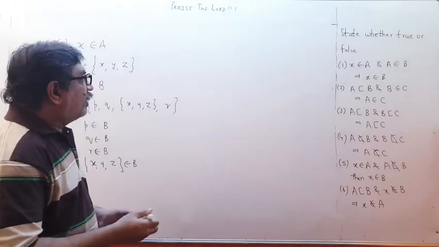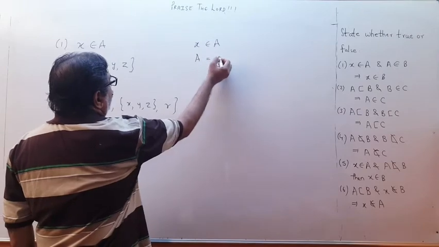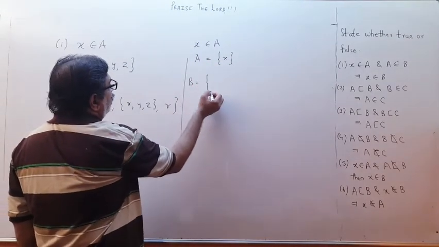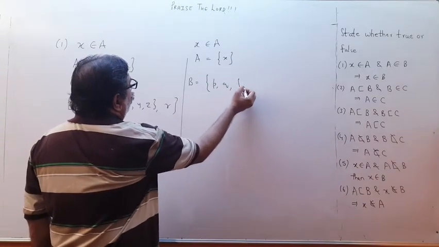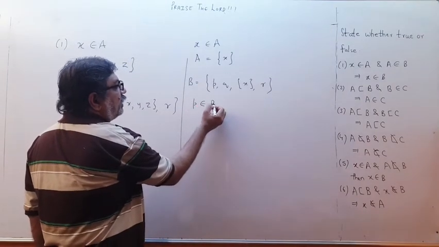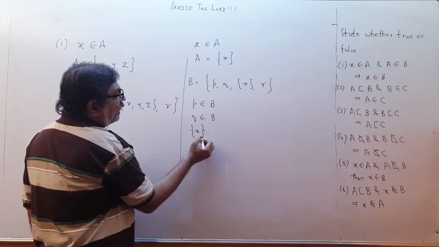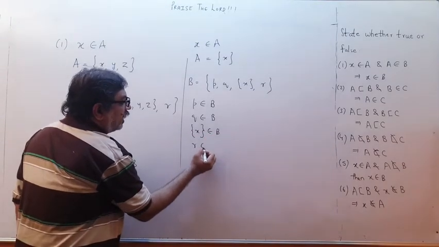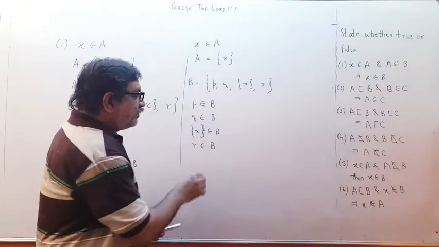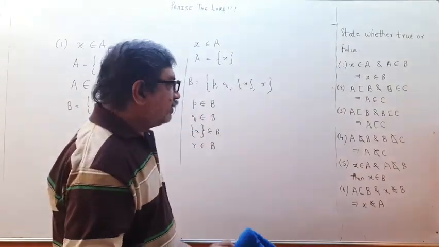So that becomes wrong. Even if I had X belongs to A, and supposing A was taken only as X and B was taken to be, supposing, P, Q, X, R. In that case, P would have been an element of B, Q would have been an element of B, set X would have been an element of B, R would have been an element of B, but alone X is not belonging to B. Set X is belonging to B, X is not belonging to B. Therefore, the statement is false.